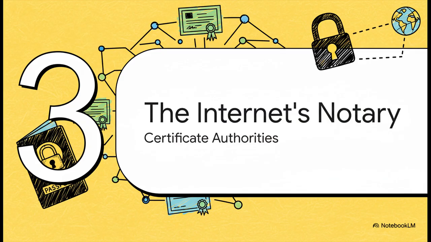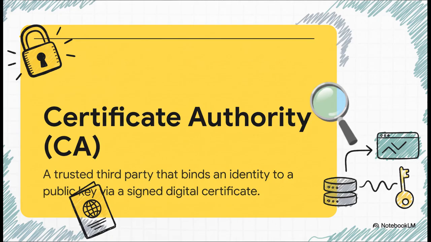Well, the answer is a special, highly trusted third party. It's time to meet the hero of our story, the Certificate Authority, or CA for short. Okay, so a certificate authority is basically a company or an organization whose entire job is to be trustworthy. That's it. They perform this critical task of verifying someone's real-world identity, whether that's a person or a website, and then they cryptographically bind that identity to their public key. And they do this by issuing something called a digital certificate.